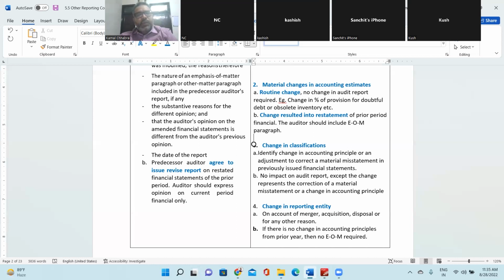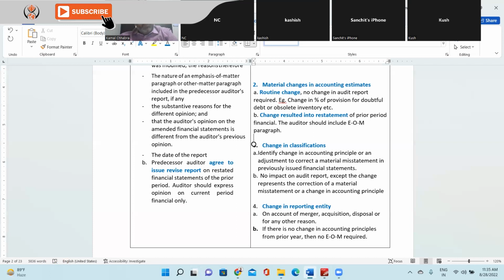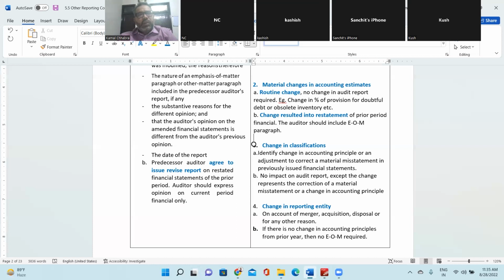In that case of estimate, you need to give the disclosure in the EOM, emphasis of matter paragraph. But when it's a routine estimation like provision for doubtful debt, provision for inventory, provision for long-term employee benefits, in that case it does not require any separate disclosure in the auditor report. Any doubt here? So far so good. Estimates that may require restatement of the previous year need to be disclosed in the emphasis of matter paragraph. Estimates that do not require any change in the previous year number are called routine estimation. Make sense in simple words? Yes, sir.